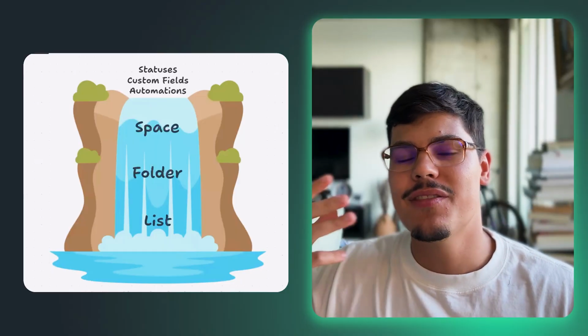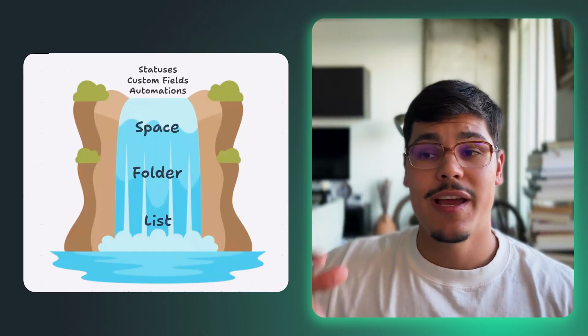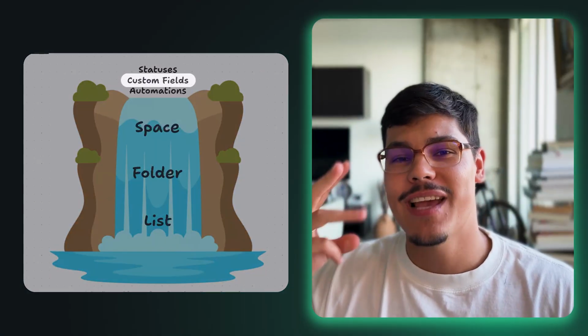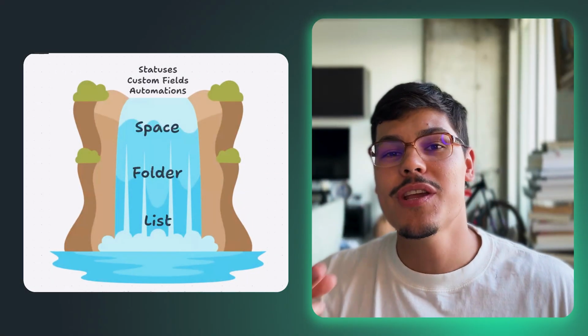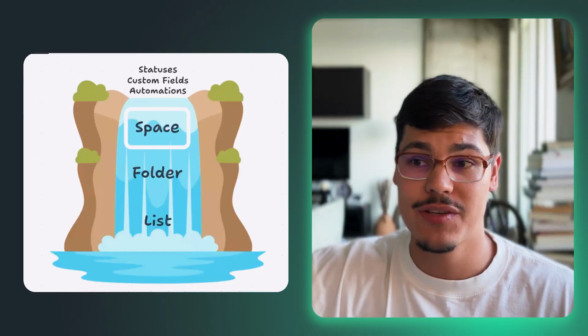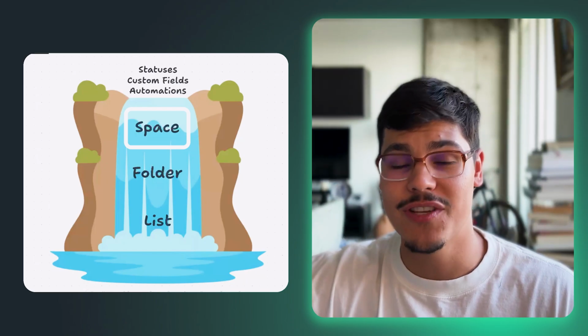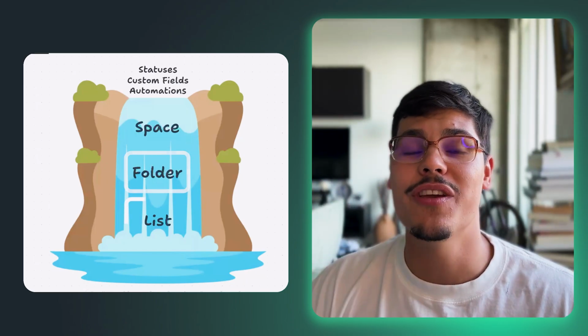Now, if you think about this, the 3 main settings that we're using when we're building ClickUp structure are statuses, custom fields, and automations. And there are 3 main levels of the hierarchy where you can set this up. First, you can set it up on the space level. So statuses, custom fields, and automations can be added on the space level. It can also be added on the folder level as well as on the list level.